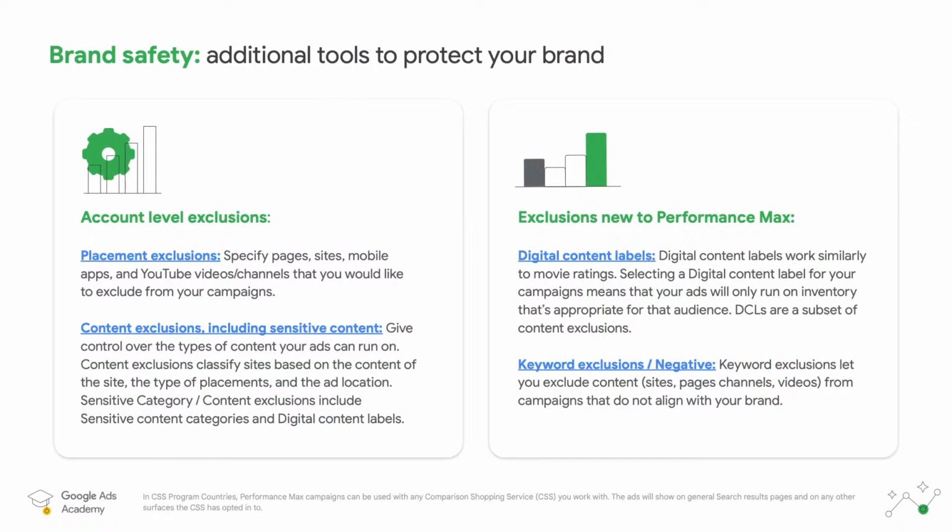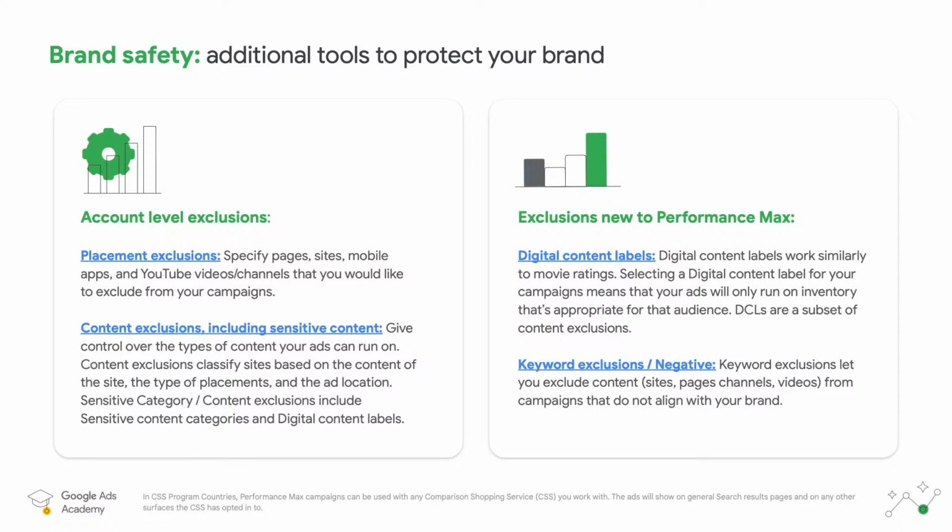Performance Max gives you added control to ensure your ads are being shown where you want to be shown. You can use account level placement exclusions if you do not want your Performance Max campaigns showing on ads on specific sites, mobile apps, or YouTube channels. Content exclusions allow you to exclude sensitive content or specify specific content you don't want to show ads next to.